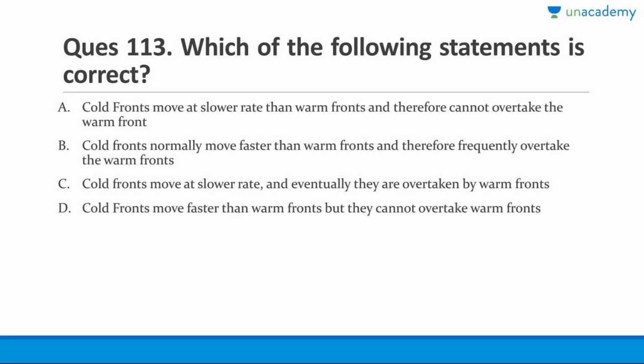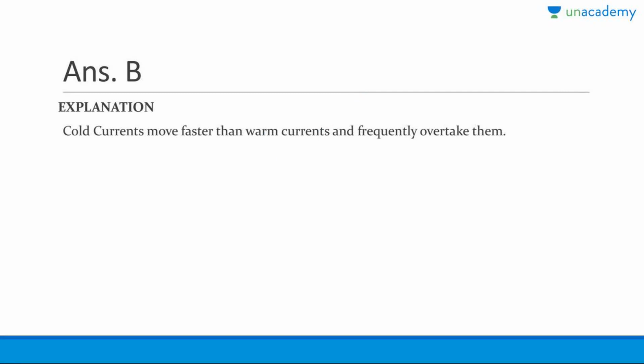Question 113. Which of the following statements is correct? Cold fronts move at a slower rate than warm fronts and therefore cannot overtake the warm front. That's absolutely wrong. Cold fronts rather move faster than the warm fronts and therefore frequently overtake the warm front. This is correct. So the answer is B. So cold fronts move faster than the warm fronts and frequently overtake them. You should remember these things.